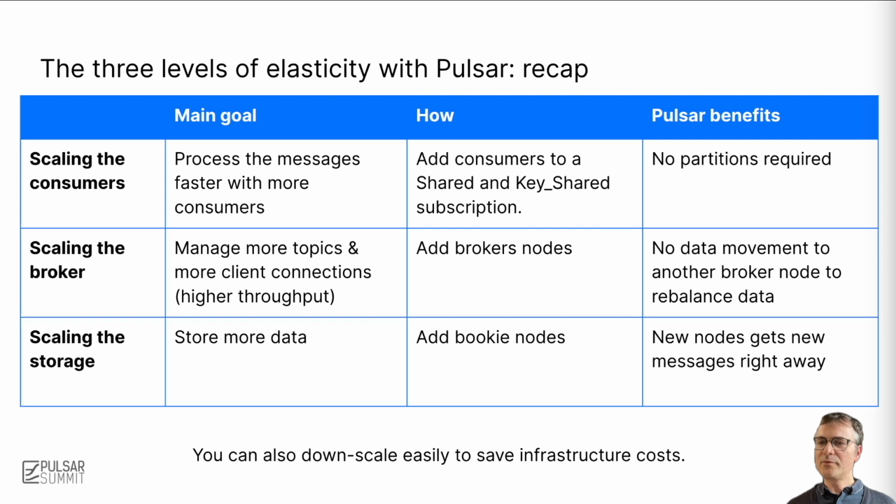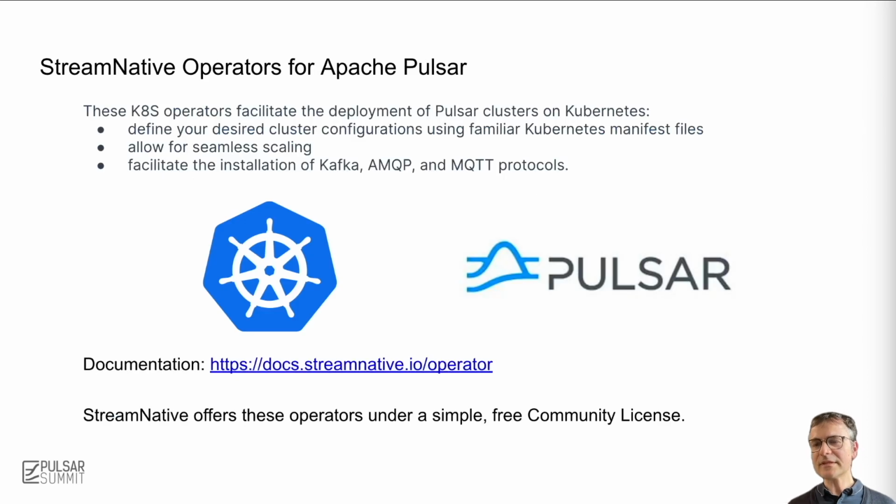To ease the use of Pulsar in a Kubernetes environment, StreamNative developed Kubernetes operators, now under a free community license. These Kubernetes operators facilitate the deployment of Pulsar clusters on Kubernetes. You can define your desired cluster configuration using familiar Kubernetes manifest files. This allows for seamless scaling, and these operators also facilitate the installation of Kafka, AMQP, and MQTT protocols that I will talk about a bit later. StreamNative offers these operators under a simple and free community license.